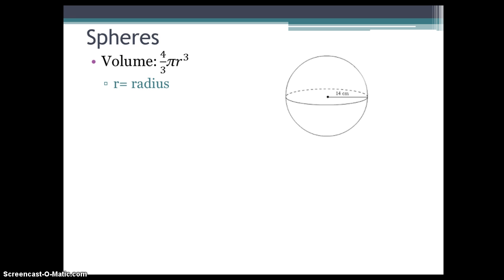Volume, on the other hand, throws in a fraction. So it's 4/3 pi r cubed. So this is the first time now we have something to the third power. So our volume here is 4/3 pi r cubed. Our radius is still 14. So if we look at this, we take 14 cubed and then take 4/3 of that, and we get 3,658.7 pi centimeters cubed.